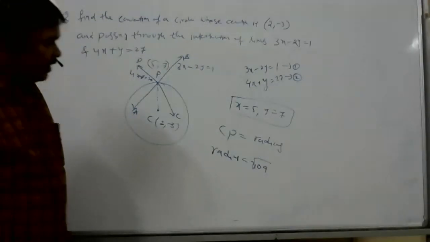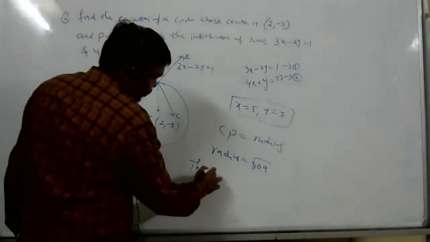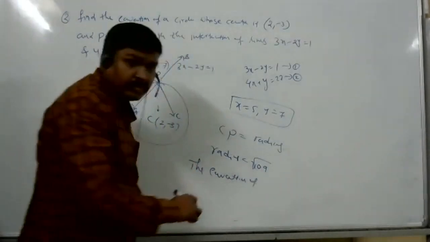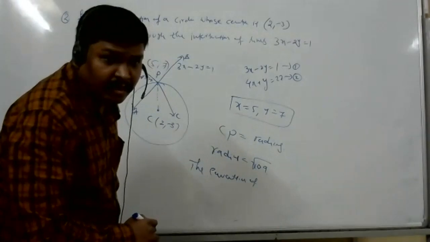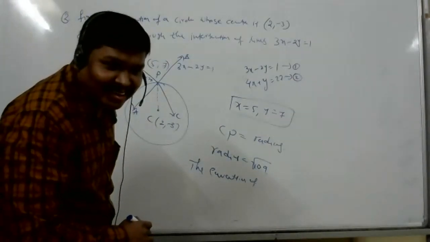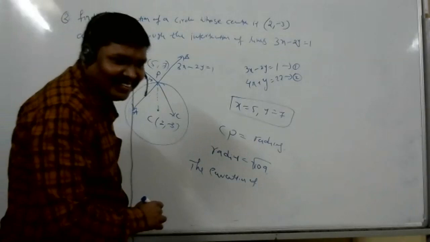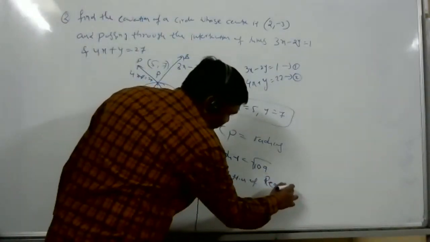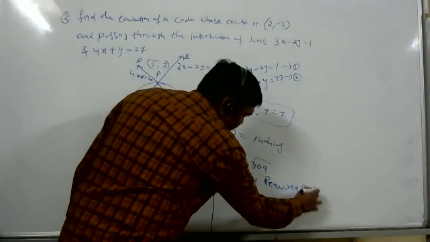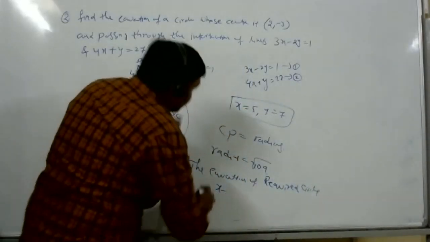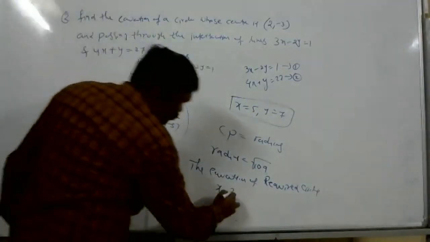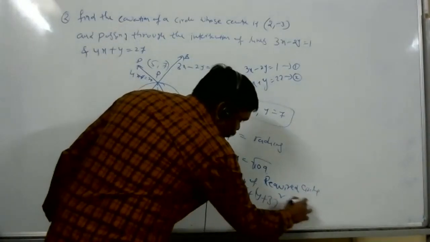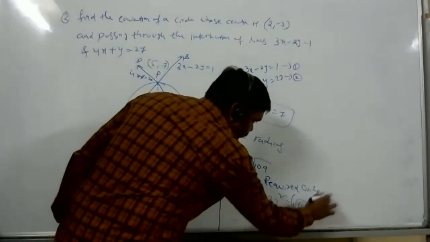The equation of the required circle. How did you get the radius? 109. Okay, got it. Ananya? Understood, sir. The equation of the required circle is (x minus 2) whole square plus (y plus 3) whole square is equal to under root 109 whole square.